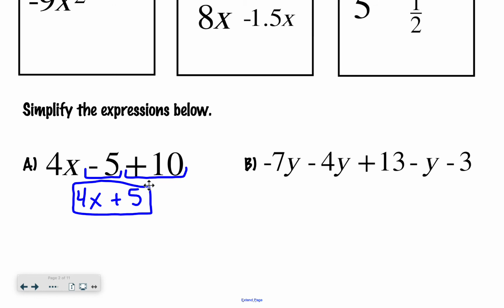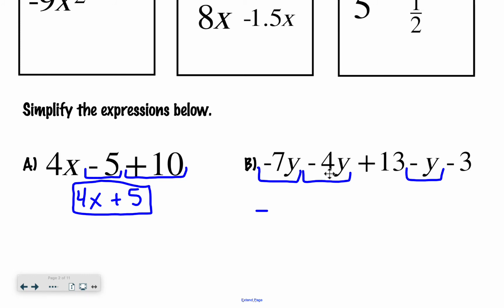All right, let's look over here. I see a lot of y's. So I'm going to highlight all of the things with y's so we can look at all of them together. All right, so I have negative 7y, negative 4y, and a negative y. Okay, I see they're all negatives, so I know when I combine them, it's going to be negative. So now what I can do is just add them together since they all have the same sign.